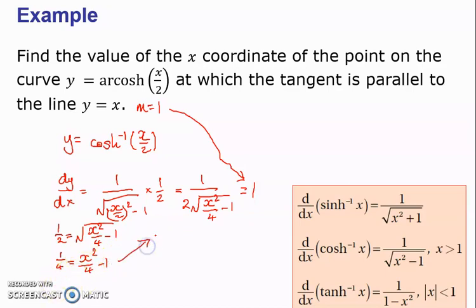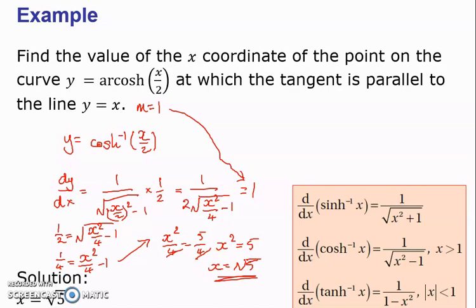Let's whack it here. Move the 1 over to the other side. I get x squared over 4. It's a quarter plus 1 is 5 over 4. You can see quite easily that x squared therefore equals 5, or x equals root 5. I think that should be the answer. Let's see what I've got. Yeah, x is root 5.